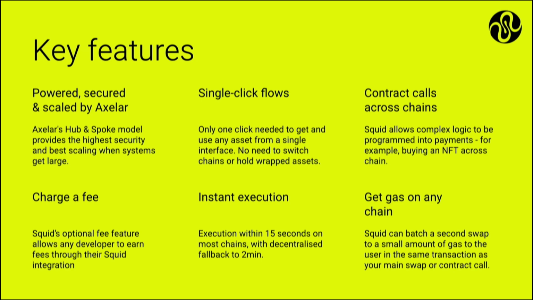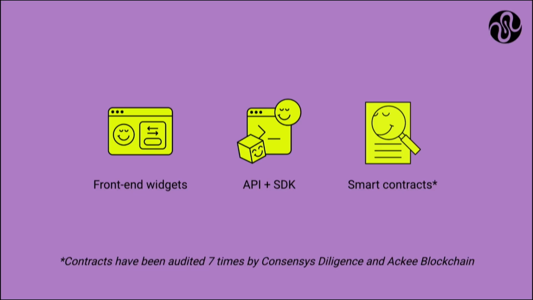Because if we are going to compete with Web2 or build these Web2-like experiences, we need to have single-click flows. Don't want the user waiting 20 seconds or waiting 15 minutes for an interaction. The contract calls across chains is that programmability of money that I talked about. Needs to be able to charge a fee. Instant execution is needed, and dealing with gas is another issue in Web3 that we abstract for our devs.